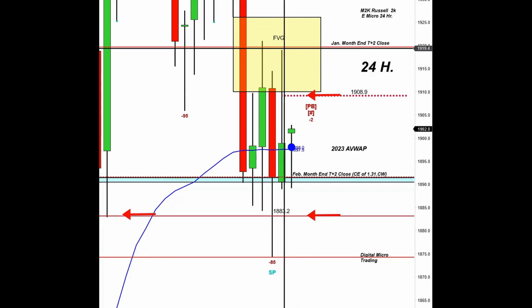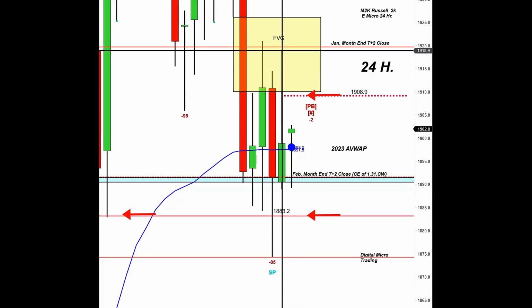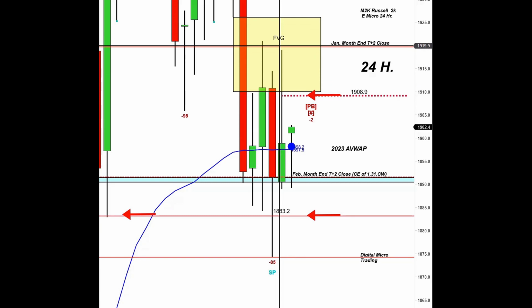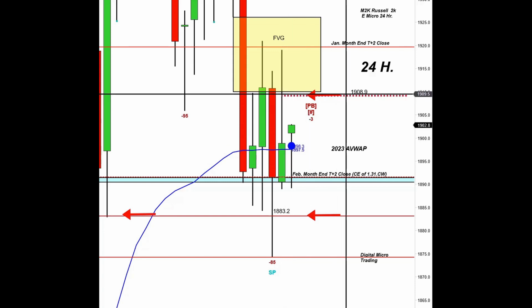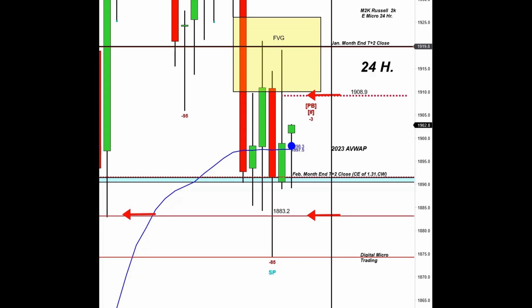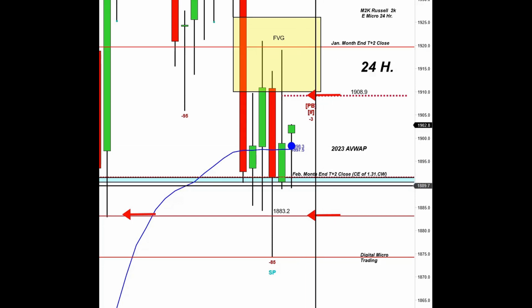The level above is where we traveled Monday, almost to this January month-end T+2 close. You can see this long tail. The middle of that candle wick is 1908. So that's a level, and the January month-end T+2 close. Those are my three levels.